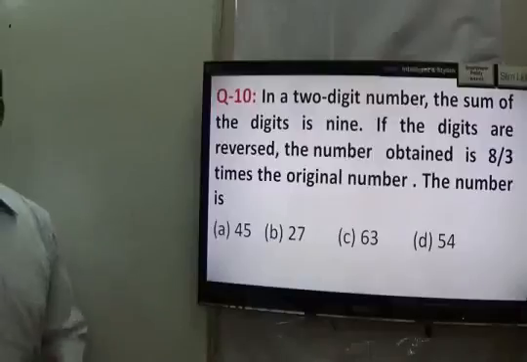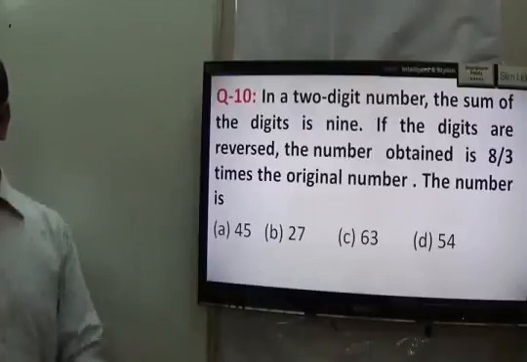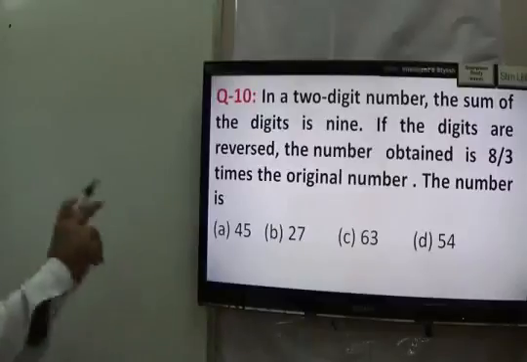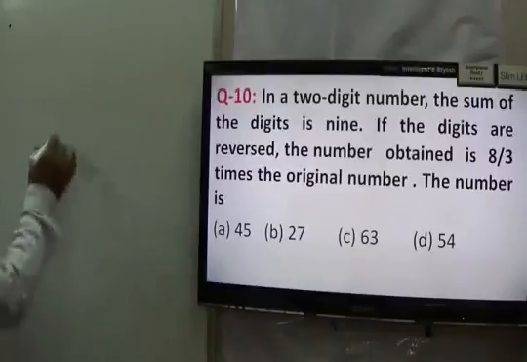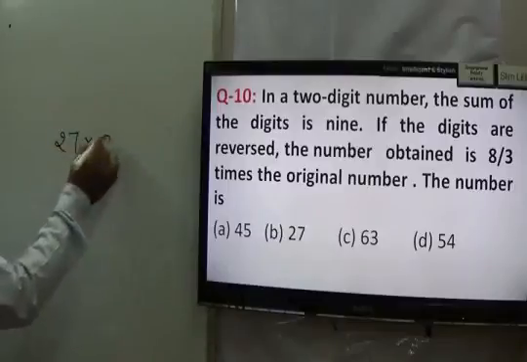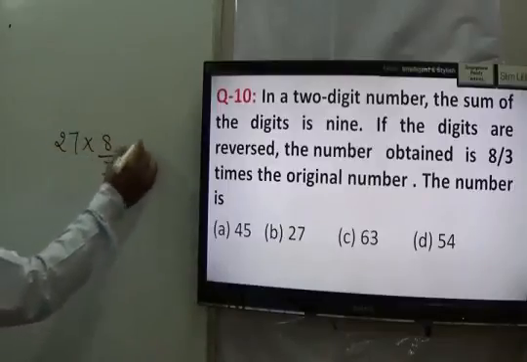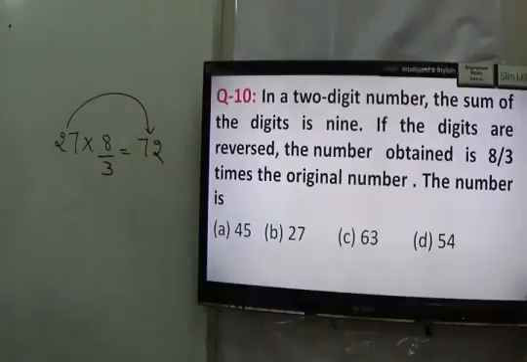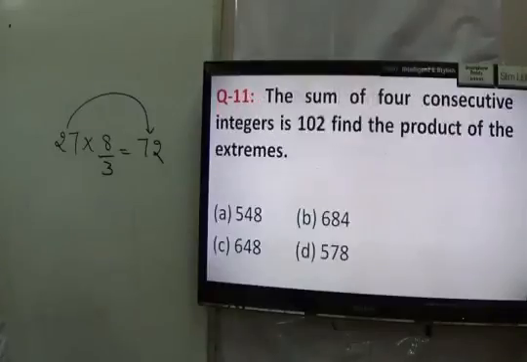When I just take this 45, if the digits are reversed, the number obtained is 8 by 3 of the original. When I take 8 by 3 of 45, that is 120. Nowhere is it adjusted. When I say 27, 8 upon 3, that is 72. The reverse is there. Answer is B. Means for 27, you have to take 8 by 3. That results in 72. It means the digits got reversed. So here I can say my answer is B.